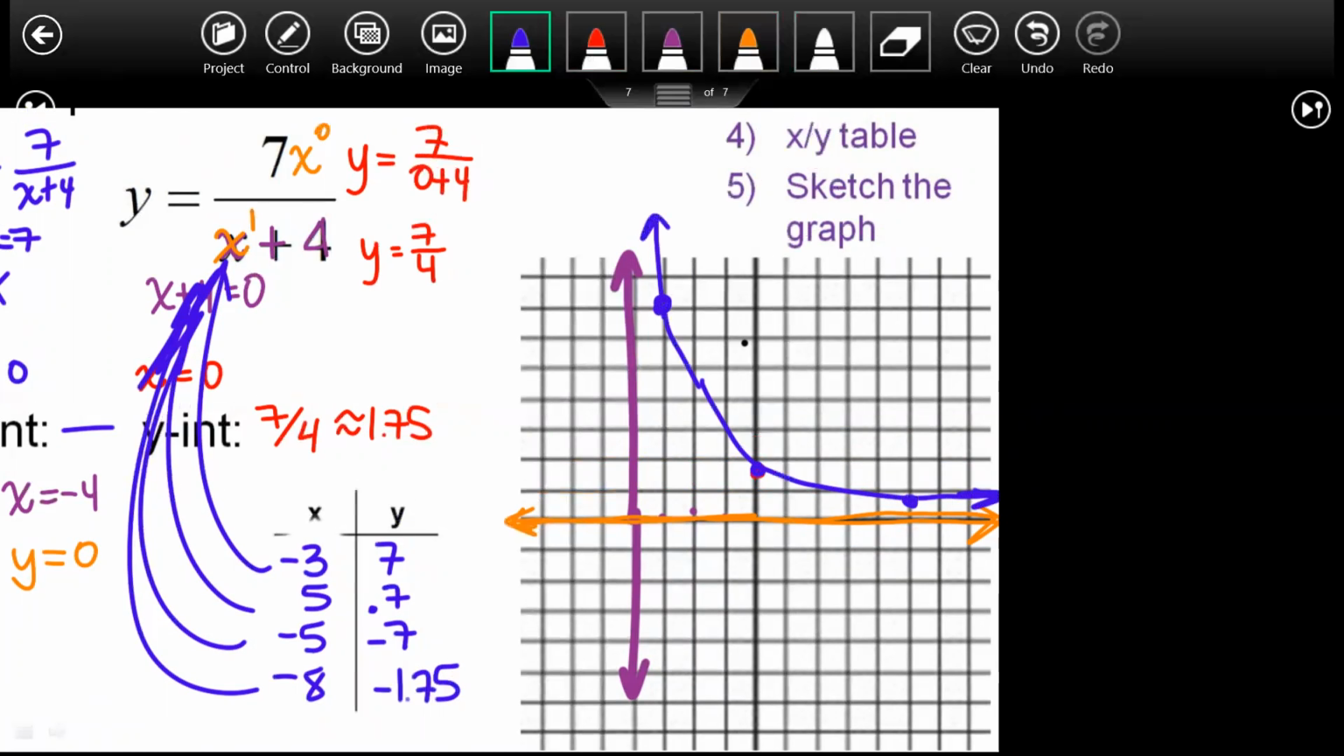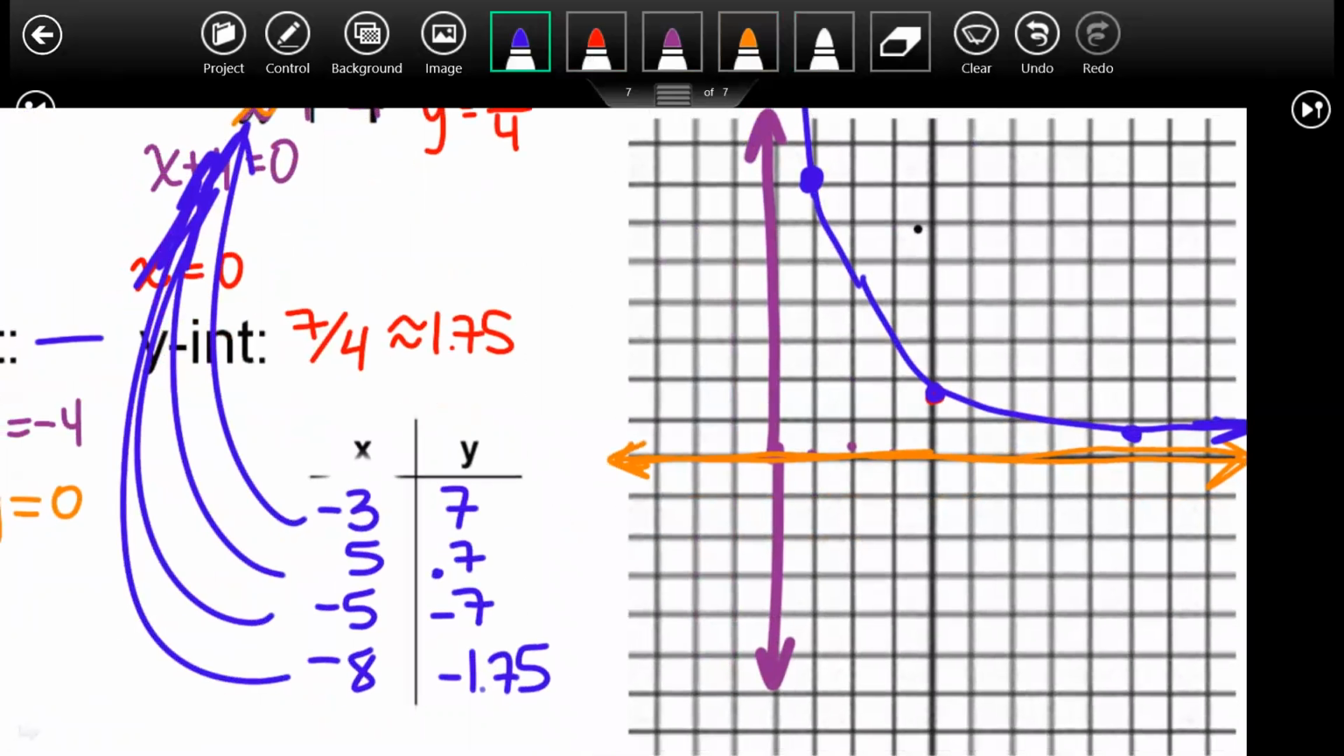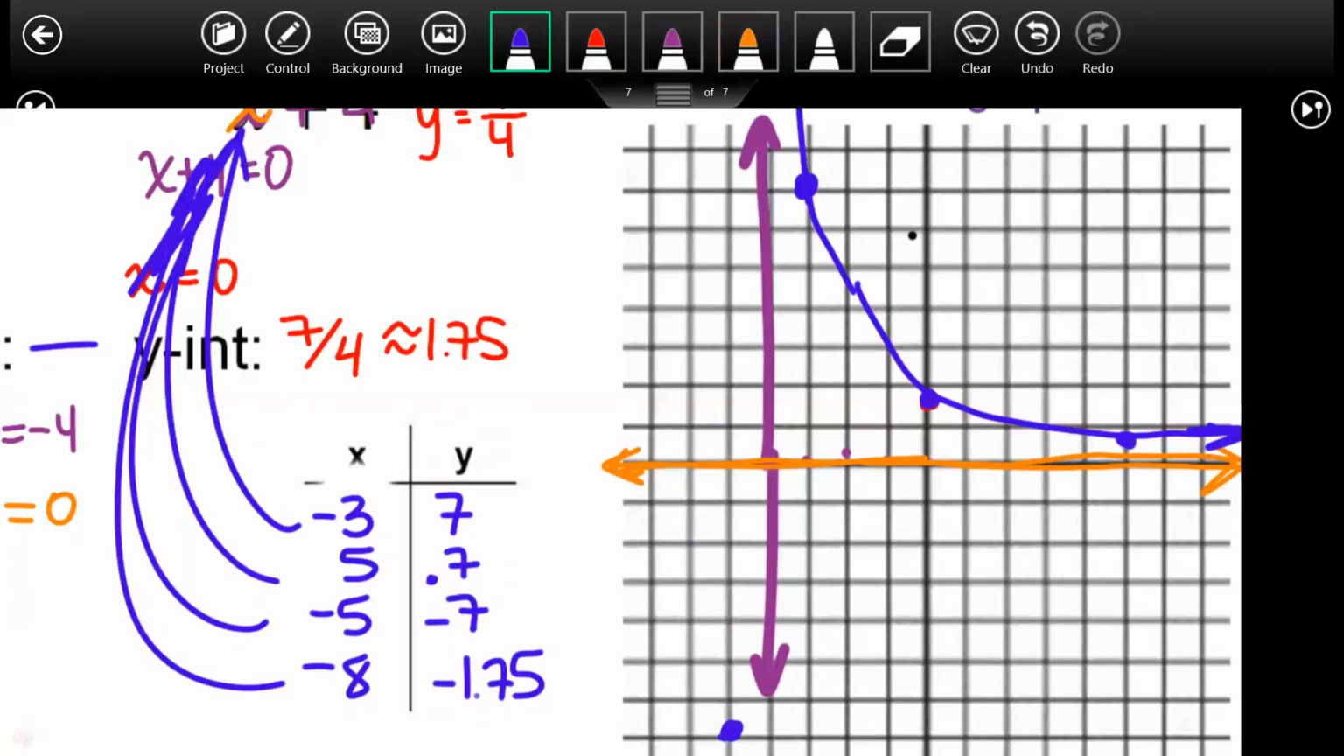So that's going to be the top one. Going back -5, I'm going to go down 7, so they're going to be way down here. At -8, it's going to be at 1, 5, 6, 7, 8. It's going to be at -1.75.